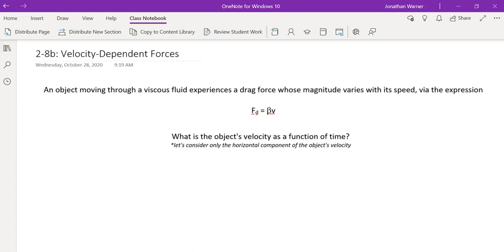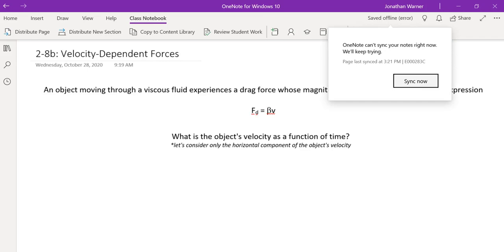Hi everyone. I'm going to talk to you today about velocity dependent forces, or about a specific velocity dependent force, and the types of expressions that can come from a situation like this. This is a special one where we're modeling a drag force whose magnitude varies with speed via the expression F_d equals beta v. That's a lowercase beta, a constant that makes the numbers work out and the units work out.